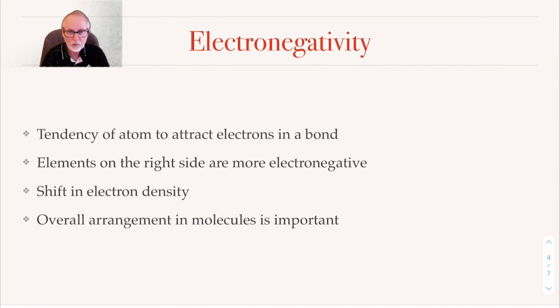Okay, so we first introduced this property of electronegativity. Electronegativity represents the tendency of an atom to attract electrons within a bond. All right, so we're not talking about ionic materials here. We're talking about a covalent bond with shared electrons, but those electrons may not be shared evenly.